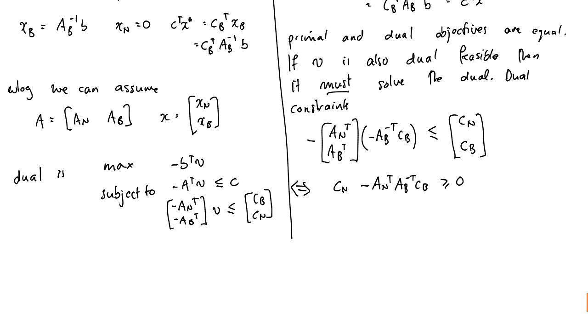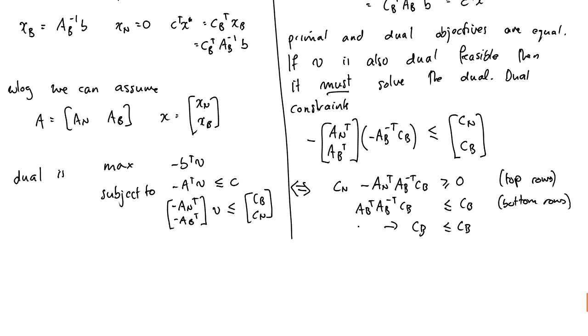And the bottom set says AB transpose AB inverse transpose CB is less than or equal to CB. So these are the top rows and bottom rows. This one here just becomes CB less than or equal to CB. AB transpose times AB inverse transpose is just the identity.